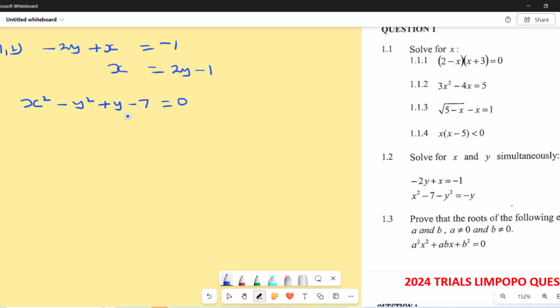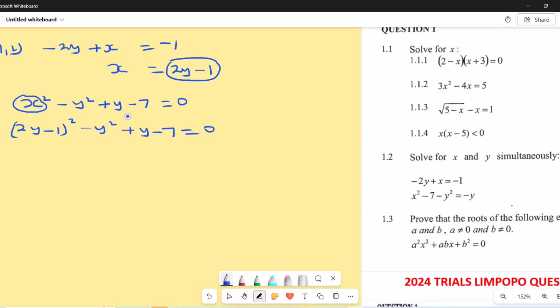Now in this case, because my x equals 2y minus 1, this 2y minus 1 which you see here, I'm going to come here and put it wherever I have x. So this x squared is going to become 2y minus 1 bracket squared, like it is. I'm going to say 2y minus 1 bracket squared, and then minus y squared, plus y, minus 7 equals 0.